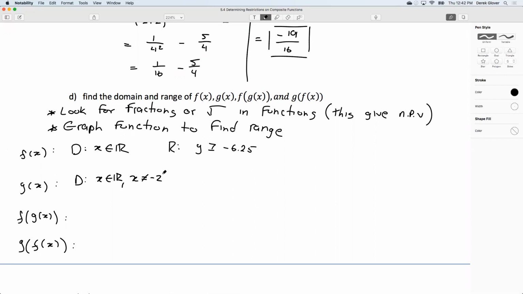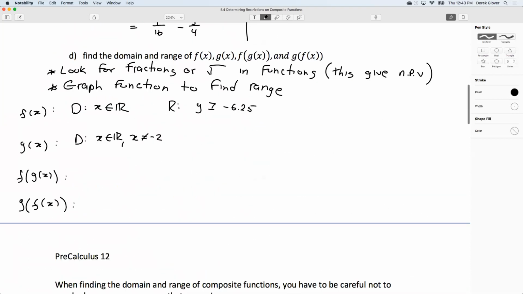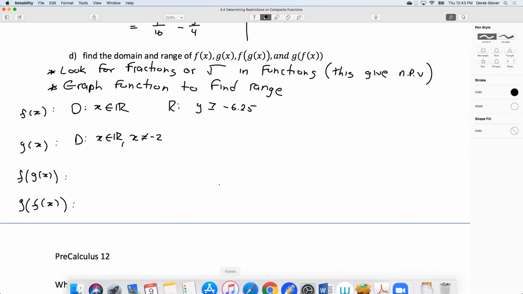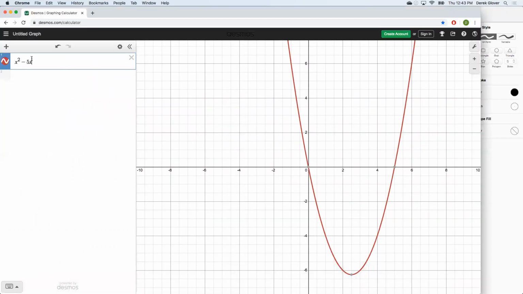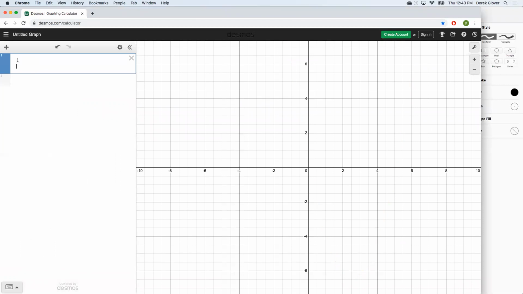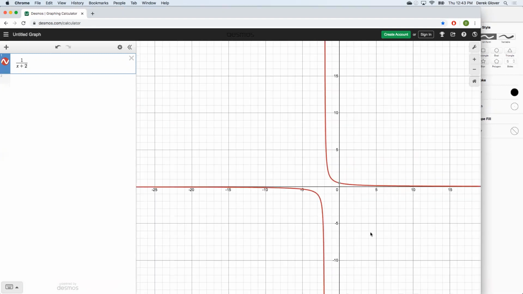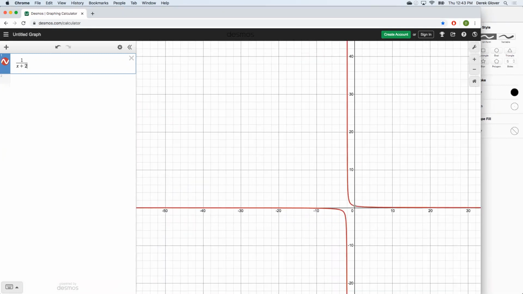Our range, however, we need to graph it. Now technically we've done these functions, we should know what they look like, but it's not a bad idea to actually graph anyways. So it's 1 over x plus 2. And now my function has a horizontal asymptote at y equals 0, but otherwise the function keeps increasing forever and decreasing forever. So y is all numbers except for 0.